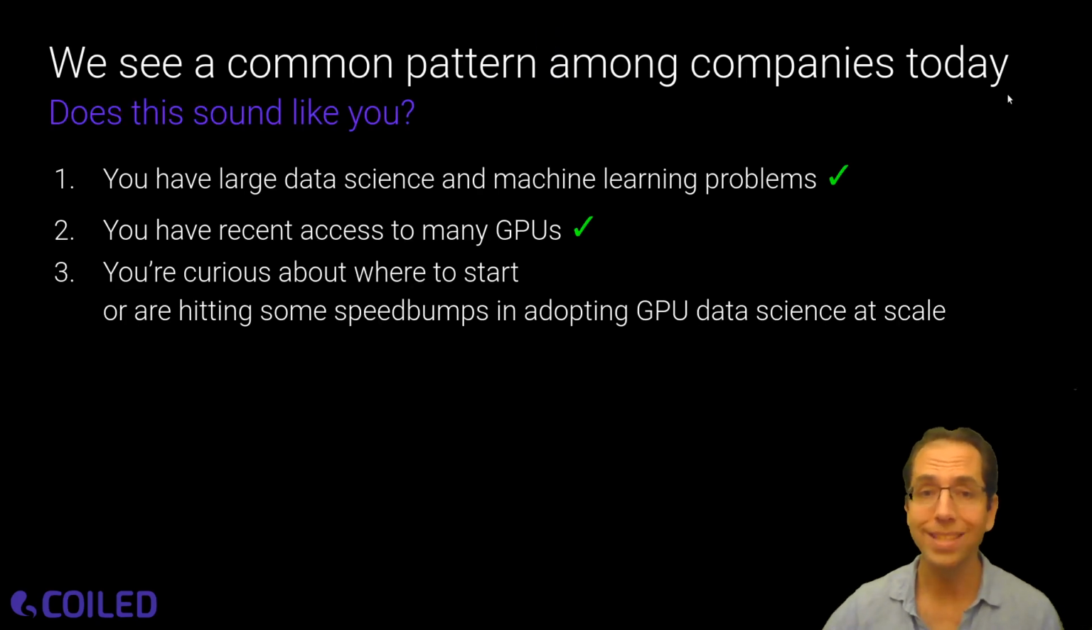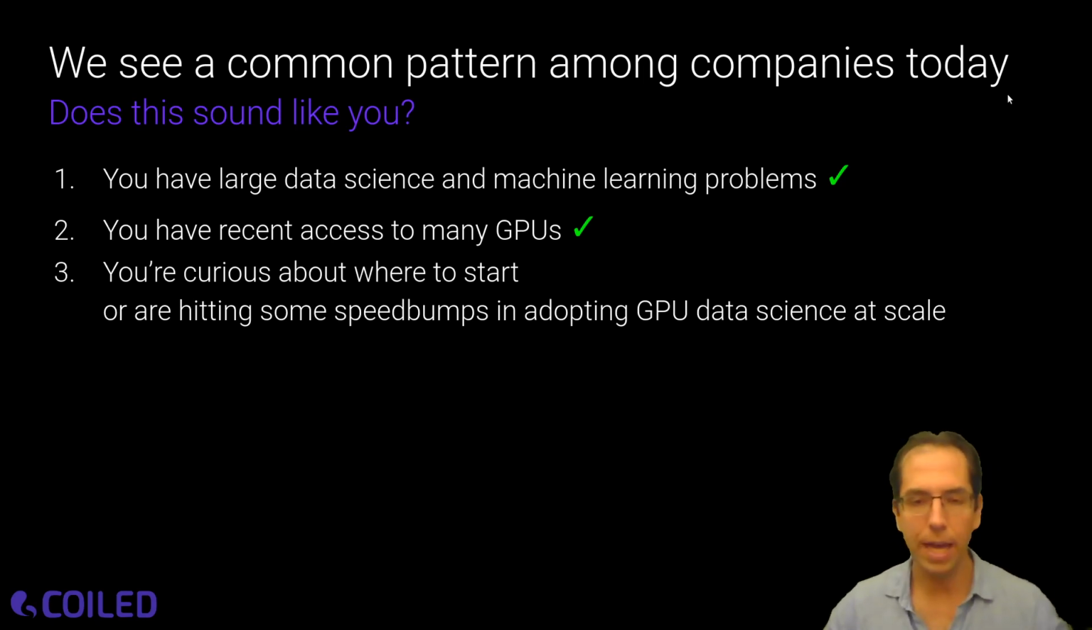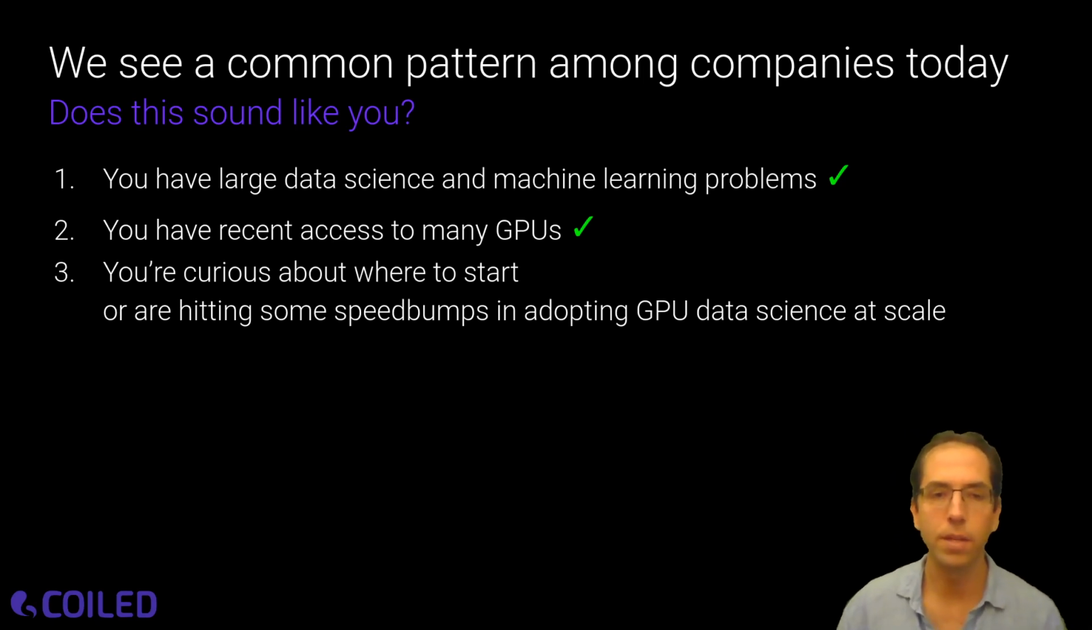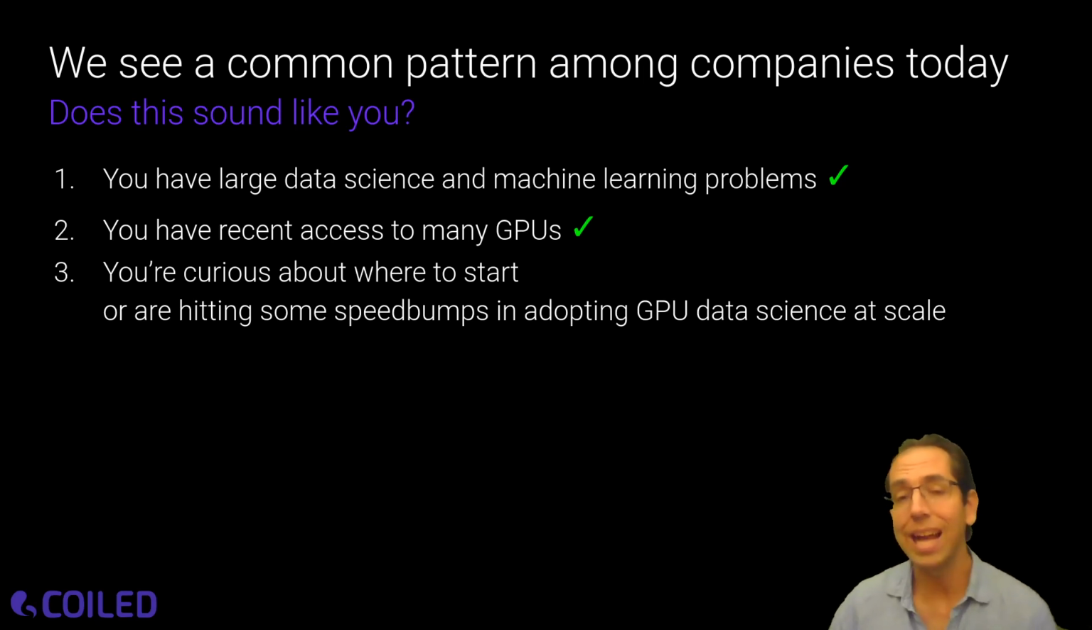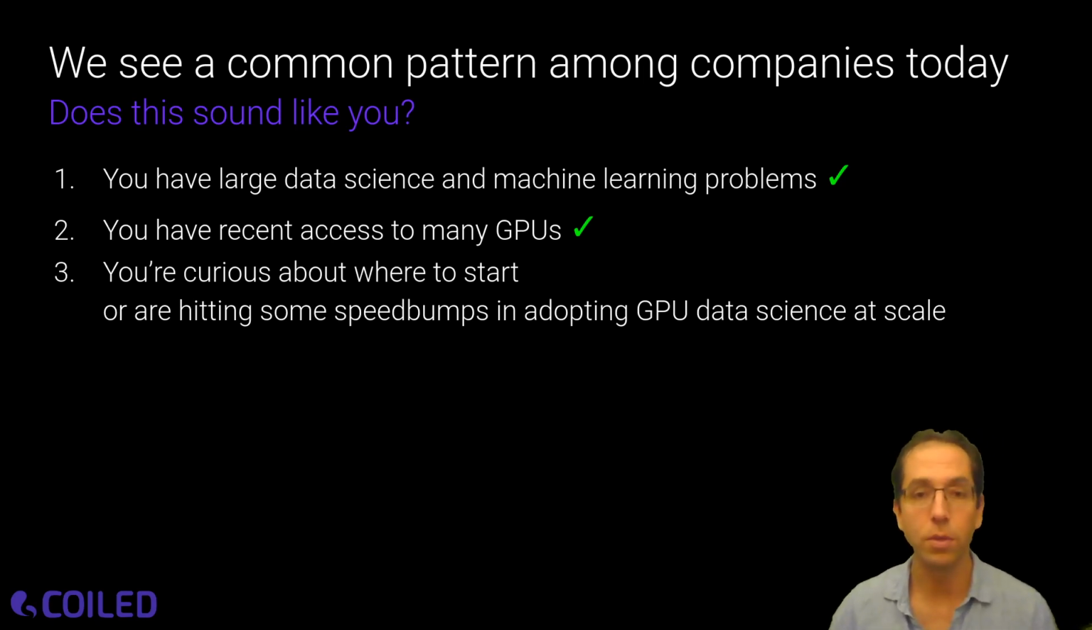So what we often see today is that many companies have big data machine learning problems, which is fairly common today. They also have recent access to lots of GPUs. This might be 10 machines they recently bought, each with 4 to 8 GPUs. Or this might be access to some cloud system, where they want to start playing with GPUs that are available through that cloud access.